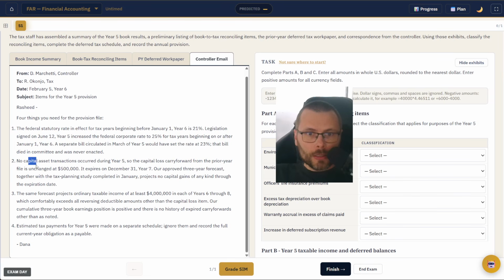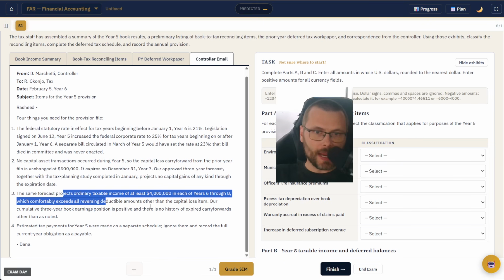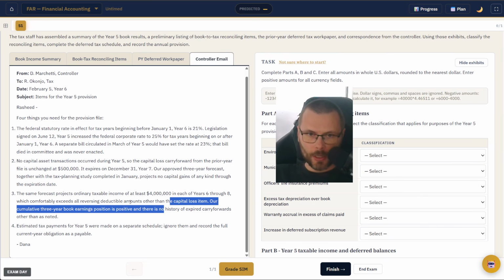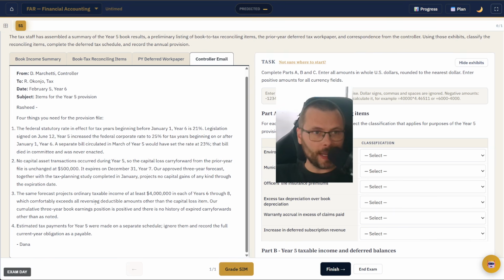Number 2 in the email, no capital asset transactions occurred during year 5, so the capital loss carry forward from prior year is unchanged, $500K. It expires year 7. Our approved 3-year forecast, together with the tax planning study completed in January, projects no capital gains of any kind through the expiration date. The same forecast projects ordinary taxable income of at least $4 million in each of the years 6 through 8, which comfortably exceeds all reversing deductible amounts other than the capital loss item. Our cumulative 3-year book earnings position is positive, and there is no history of expired carryforwards other than as noted.